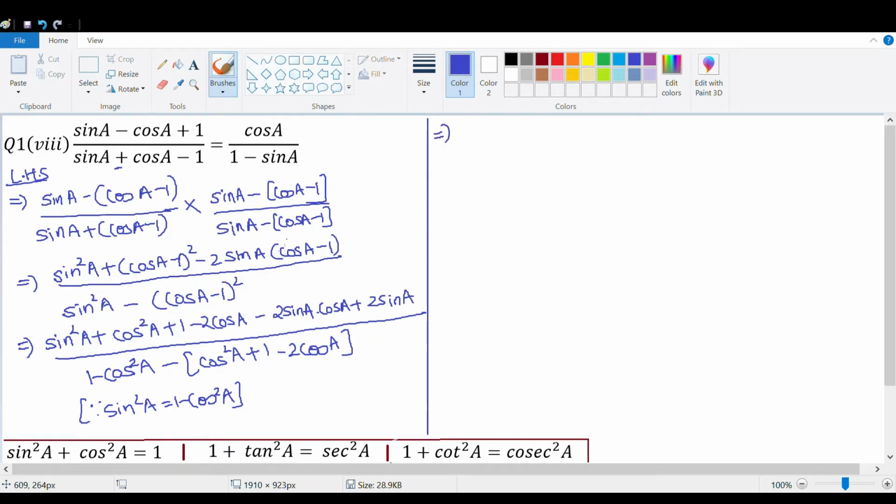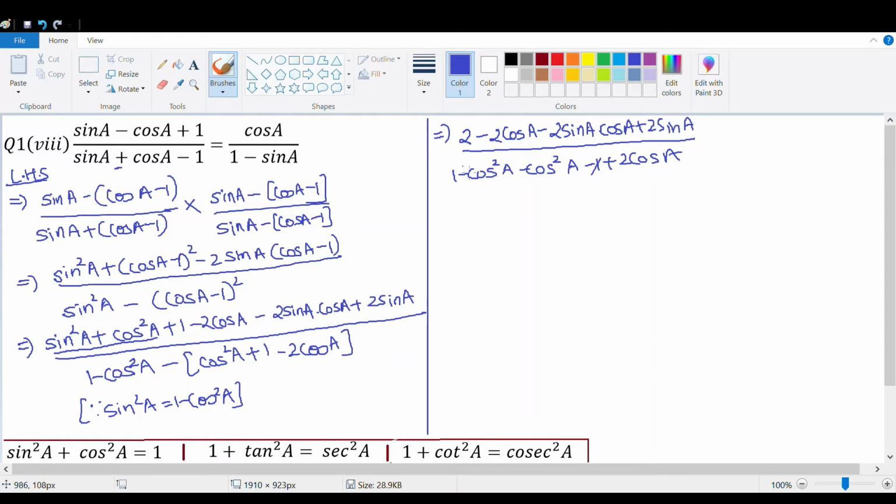Let's look at the numerator. In the numerator, I have sine square plus cos square, which becomes 1, and this 1 plus 1 becomes 2. So I have 2 minus 2 cos A minus 2 sine A dot cos A plus 2 sine A. And in the denominator, I have 1 minus cos square A minus cos square A minus 1 plus 2 cos A. So minus 1 and minus 1 get cancelled, and I have negative 2 cos square A plus 2 cos A. I think I should be able to take something common.